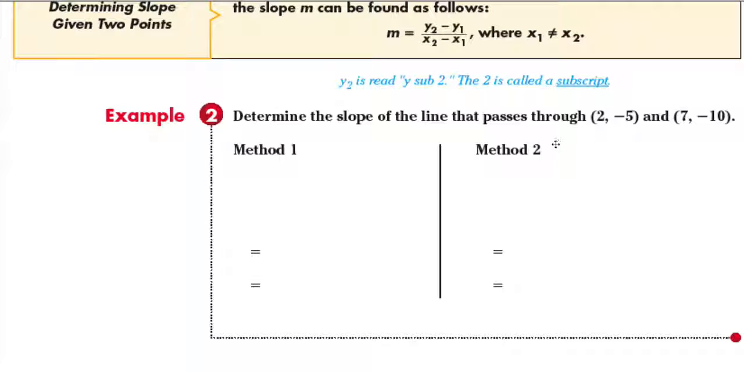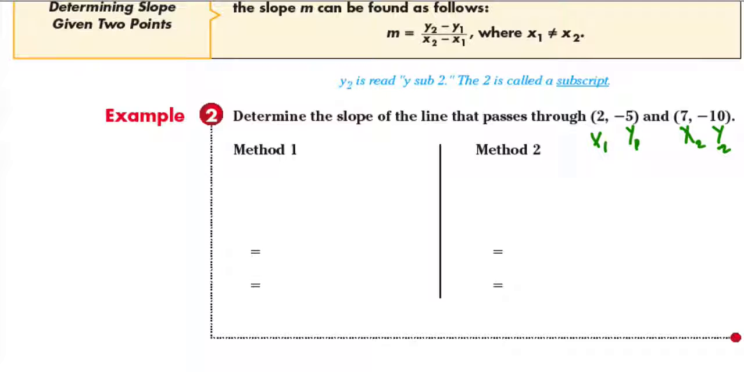Determine the slope of a line that passes through (2, negative 5) and (7, negative 10). Okay, and there are 2 methods that we can use. And they're basically the same. So the first thing I would like to tell you, or a big tip, is that you label your points. So let's label our 2 points. Let's label 2 as x sub 1, negative 5 as y sub 1, 7 as x sub 2, and negative 10 as y sub 2.